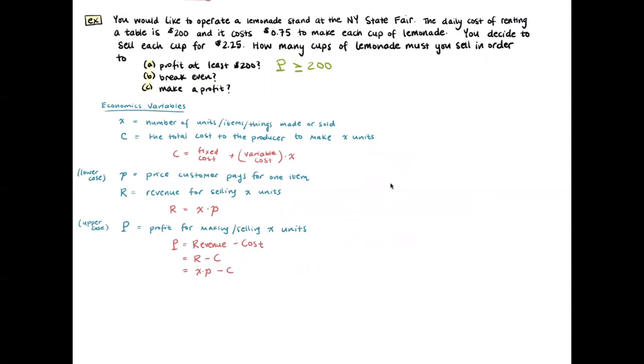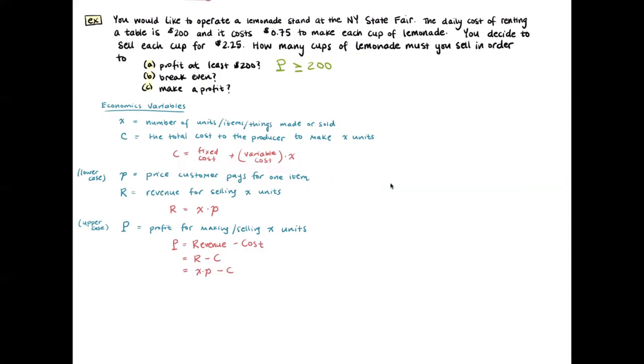So we're going to need a formula for profit in order to figure this out mathematically. In order to find profit, we need a formula for revenue, and we also need cost. So let's go back to the beginning. We've got x here. That's fine. We need to figure out what our cost function is.